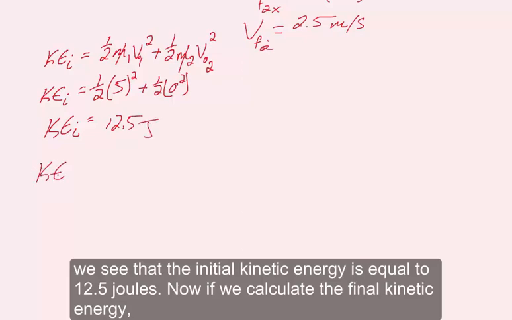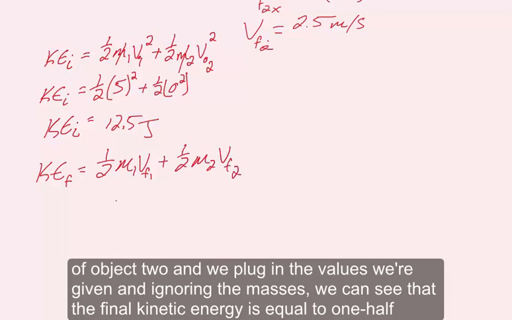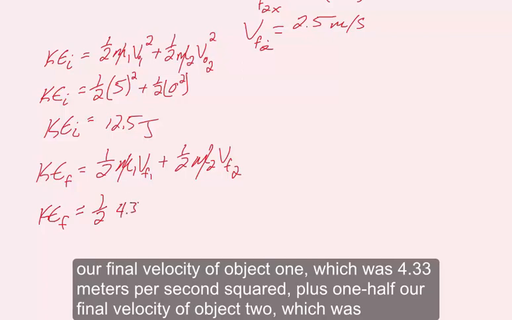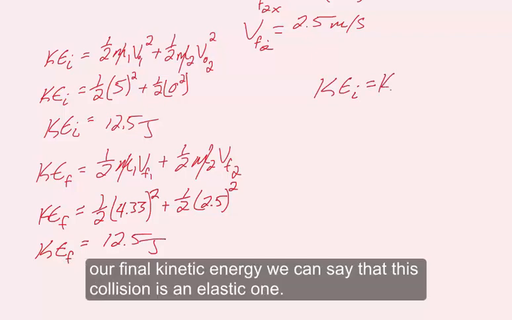Now if we calculate the final kinetic energy, we see that it's 1/2 times the mass of object 1 times the final velocity of object 1 squared plus 1/2 the mass of object 2 times the final velocity of object 2 squared. And we plug in the values we're given and ignoring the masses, we can see that the final kinetic energy is equal to 1/2 our final velocity of object 1, which was 4.33 meters per second, squared, plus 1/2 our final velocity of object 2, which was 2.5 meters per second, squared. We'll see that our final kinetic energy is also 12.5 joules. And since our initial kinetic energy is equal to our final kinetic energy, we can say that this collision is an elastic one.